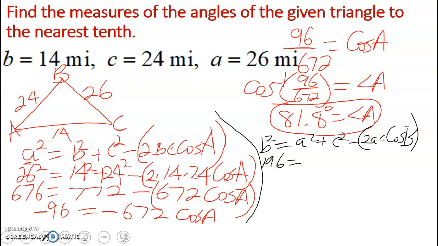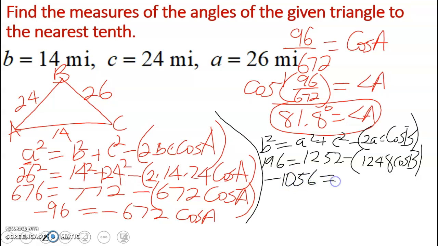And 26 squared plus 24 squared, I'm going to do it separately, would give us 1252, minus 2 times A times C, 26 times 24, which gives 1248 cosine B. Okay, and then we subtract this from both sides, and that will give us negative 1056 equals negative 1248 cosine B.